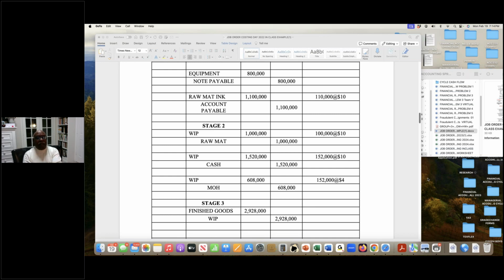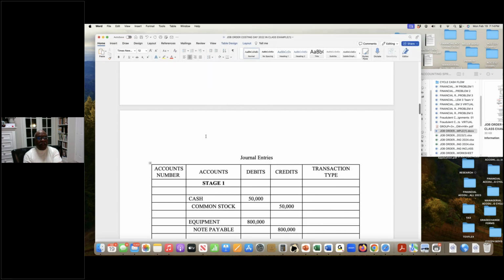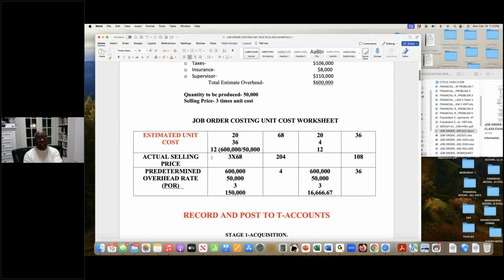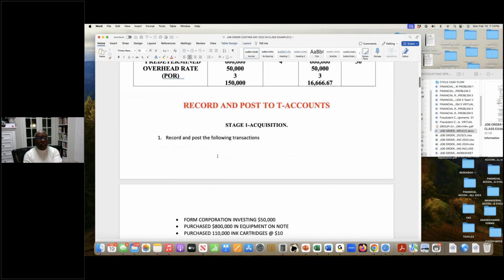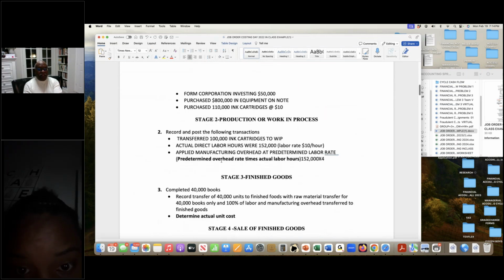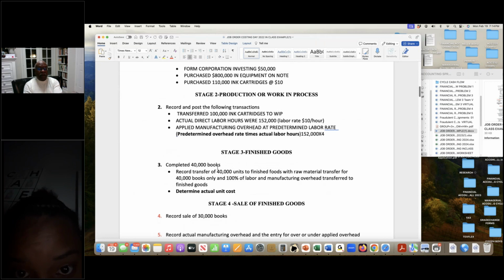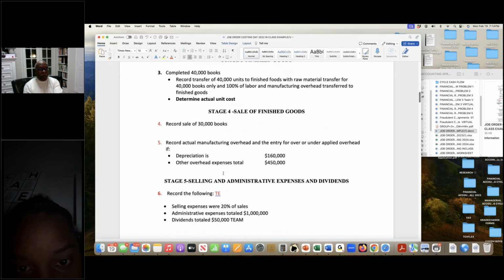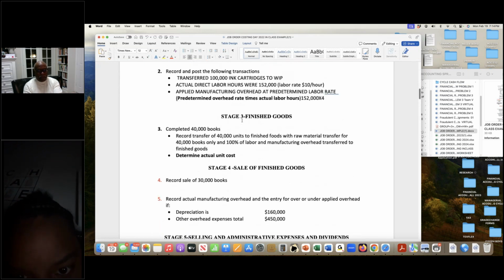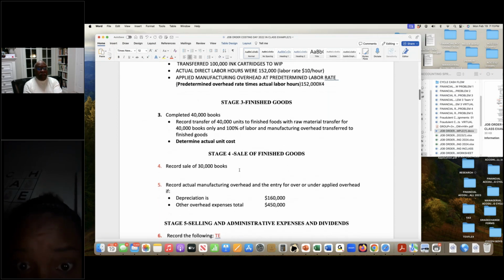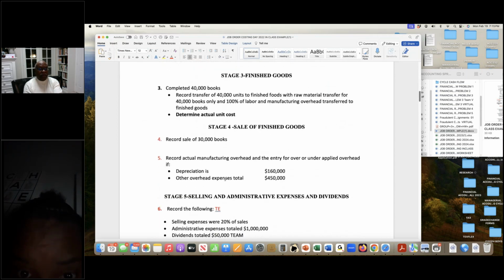We're going to finish this problem next time. We'll come back and review this calculation. You have that down now. We'll review stage 1 and stage 2 journal entries and stage 3, and then we're going on to stages 4 and 5 tomorrow.